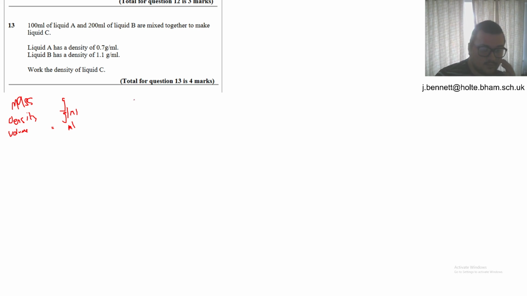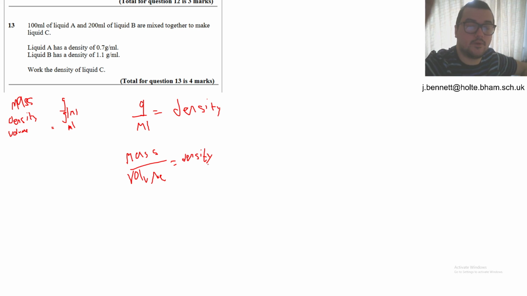So we can use this because grams over milliliters gives us density. So grams is mass, milliliters is volume, so mass over volume equals density. That is how we formulate our equation.